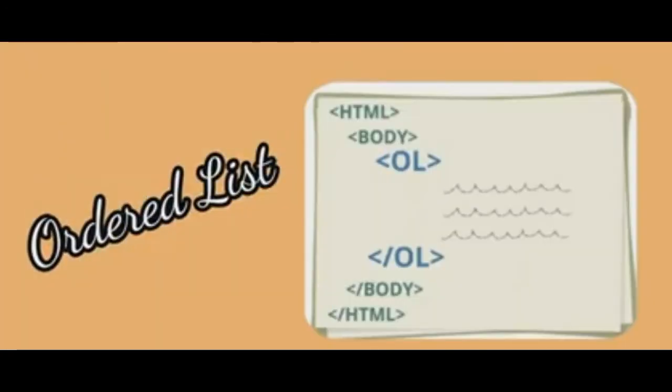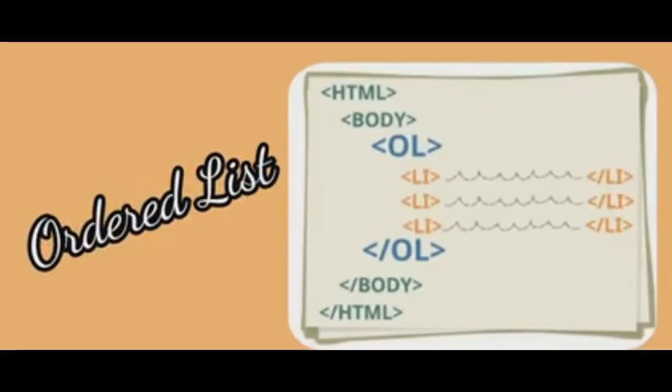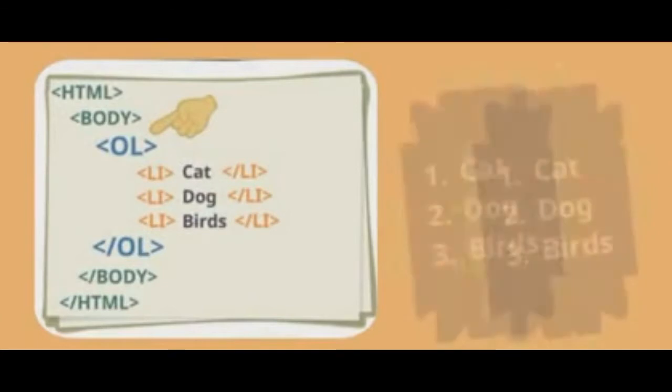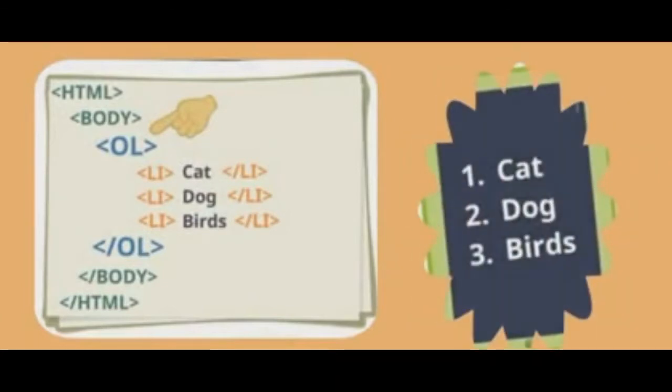Types of list. There are three types of list in HTML: ordered list, unordered list, definition list. Let me go through under each heading. To create an ordered list, you enclose the content with OL tag. Within it, each list item is enclosed with LI tag. In the first example, we have not specified any attribute, so by default it has taken numerals.